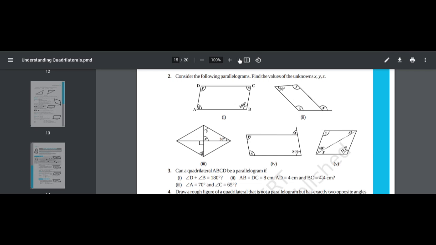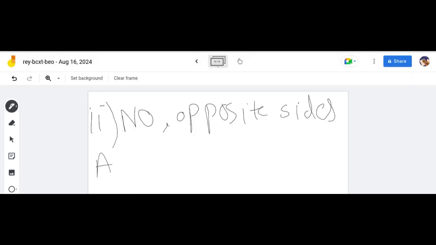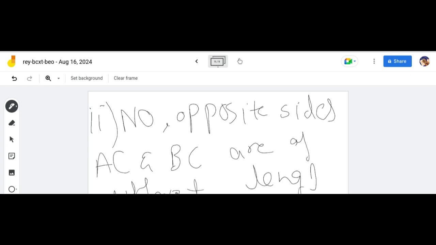They give the values of the sides: AD is equal to DC, and AB equals DC. Opposite sides AC and BC are of different lengths. If they have the same length, then we can say that this quadrilateral is a parallelogram. Okay, ma'am. Done? Yes, ma'am. So what will be the answer of the third part?